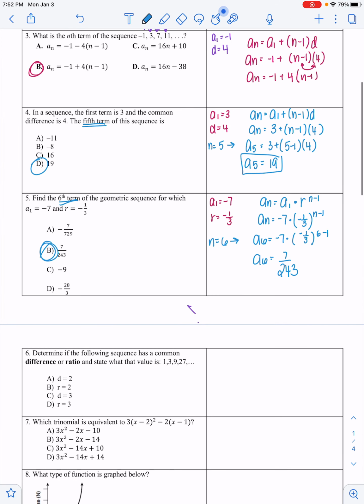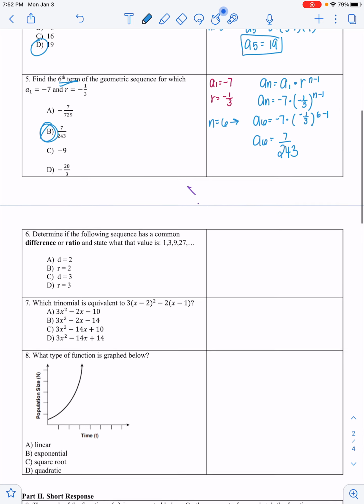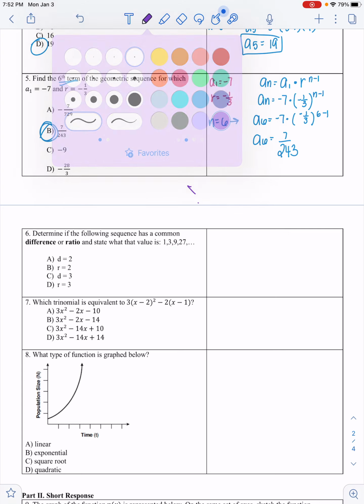Number 6, determine if the following sequence has a common difference or ratio and state what the value is. So my pattern, right? The first thing I'm going to do is go from 1 to 3, which is plus 2. From 3 to 9 is plus 6. So automatically I know this is not an addition pattern. So it's definitely not arithmetic. Let's see if it's geometric.